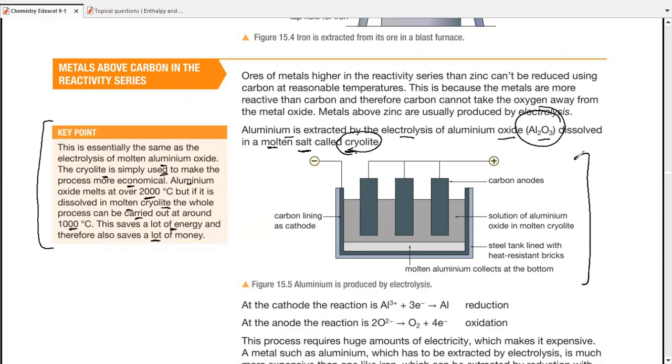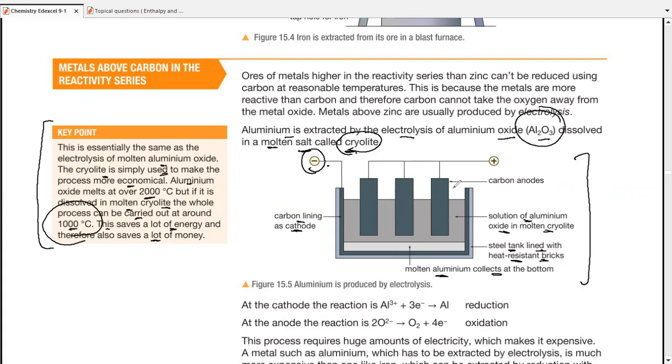So take a look at this diagram. This is a big, huge block. The outer portion of the block is a steel tank, and we line it with heat-resistant bricks because we're going to work at a very high temperature, as already mentioned. The inner lining is made of carbon, which acts as a cathode, an electrode, a negatively charged portion connected to the battery. Then there is a solution of aluminum oxide in molten cryolite. When the process completes, molten aluminum is collected at the bottom.